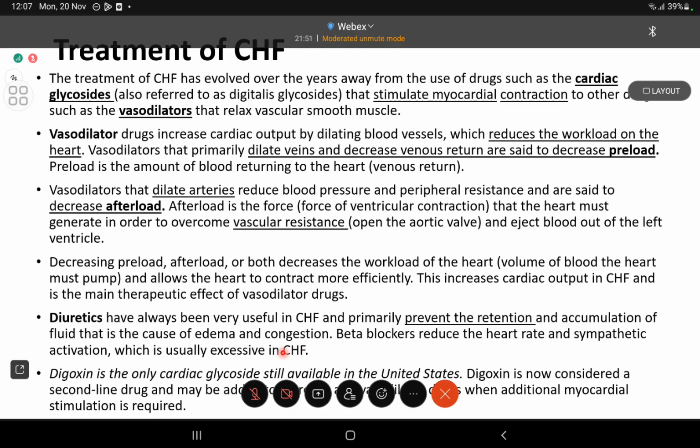Okay, quite clear. So for digoxin, digoxin is an inotropic drug, going to increase the contraction of the heart. The contraction force of the heart, we consider as inotropic. So far, digoxin is the only drug available of its kind. Previously it was used as the first line for chronic heart failure, now considered as second line after diuretic and vasodilator.